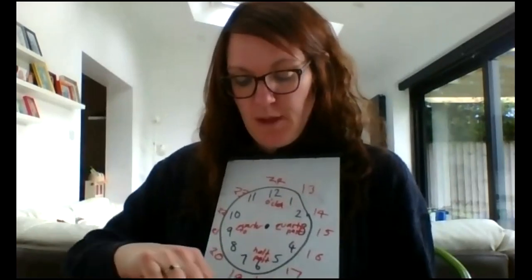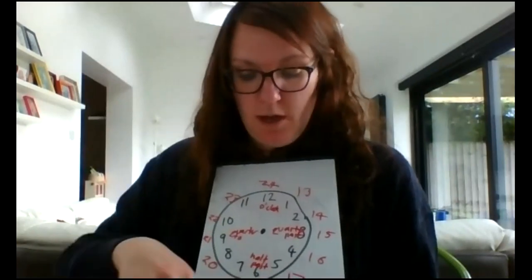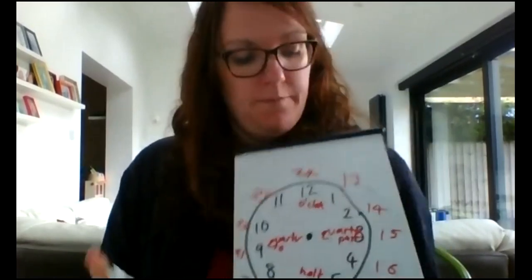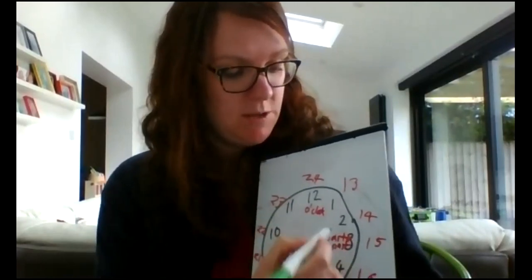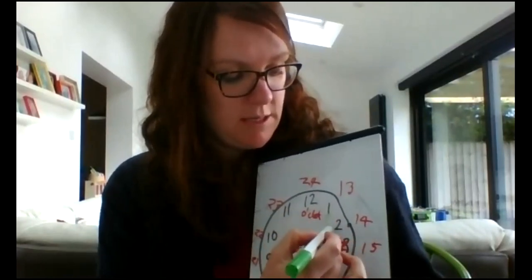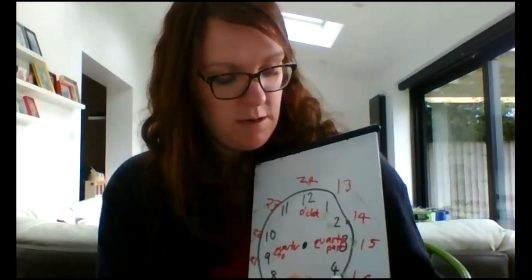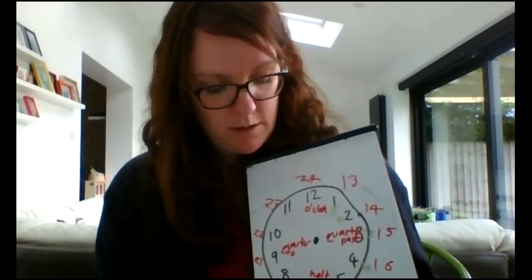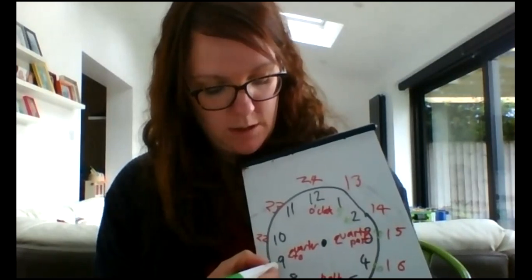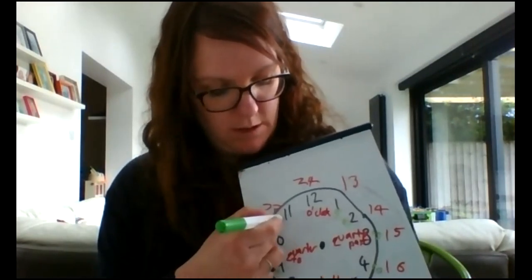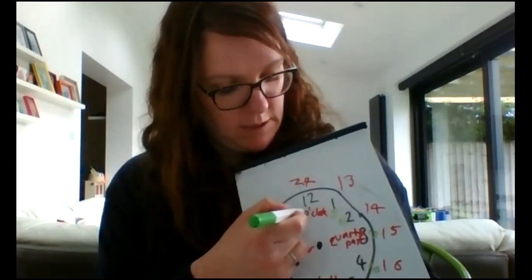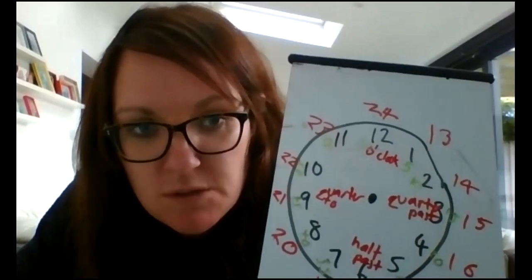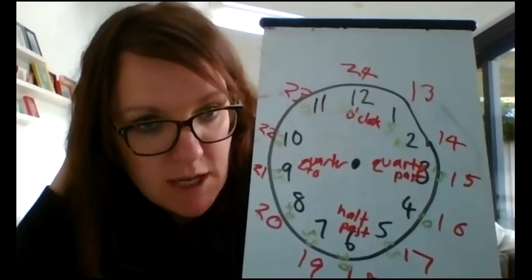Okay, now for those children that might need it as well, we've talked about minutes, haven't we? There's 60 minutes in an hour. So then when you get to the 1, it's 5, 10, 15, 20, 25, 30, 35, 40, 45, 50, 55, 60. Okay, and you can use that as a visual to help you in some of the questions and some of the work that I've set for you on Tapestry.